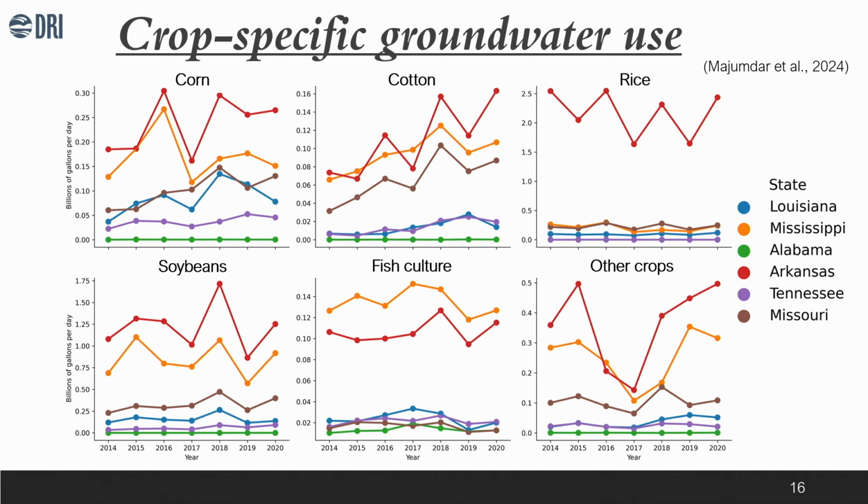regions also irrigate fish culture, or aquaculture, and we could also see the water use trends for each crop. And so that's why the heading is crop specific groundwater use. And so we see over here rice and aquaculture are heavy drivers of irrigation water use, especially aquaculture, which is primarily happening in Mississippi and Arkansas.